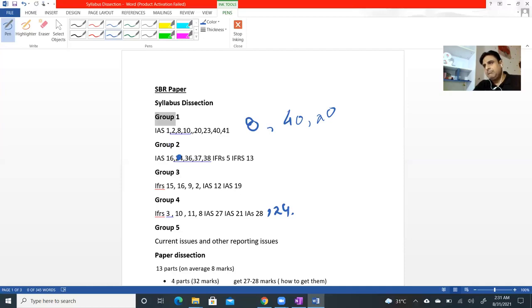But again, first you prepare group 3, all these accounting standards, then the practice is very much important. You know what the students often do? They just memorize the accounting standards and they perceive that, yes, we have done the preparation. And when we see the exam paper, we will just write or reproduce the accounting standards over there.